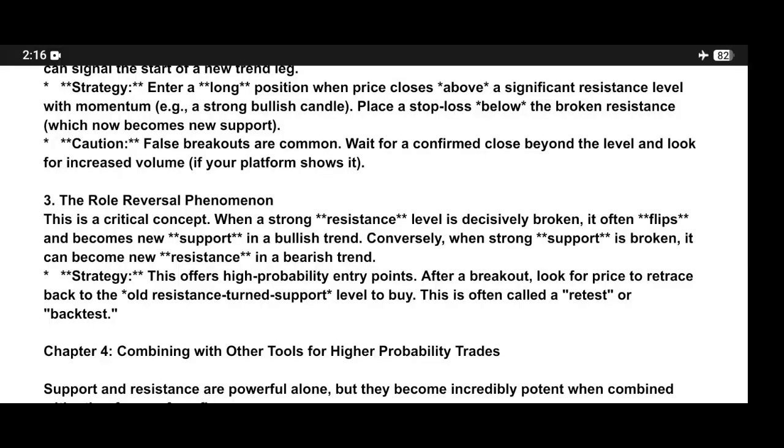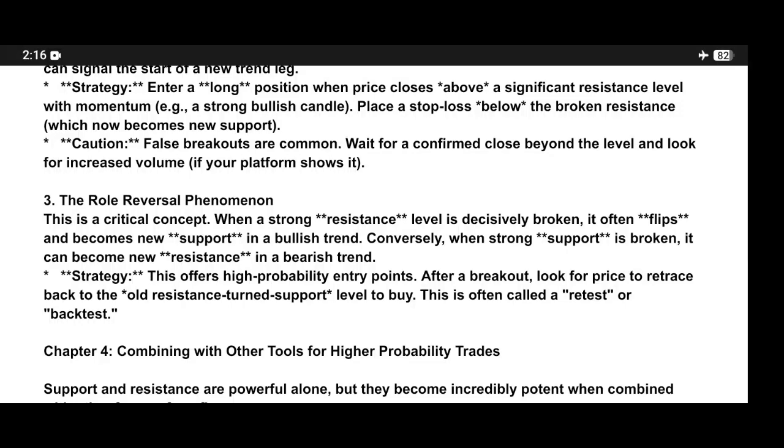So for the role reversal phenomenon, the strategy is that it offers a high probability entry point after a breakout. What you need to do is look for price to retrace back to the old resistance turned support, which is the level to buy. And this is often called a retest or a backtest.